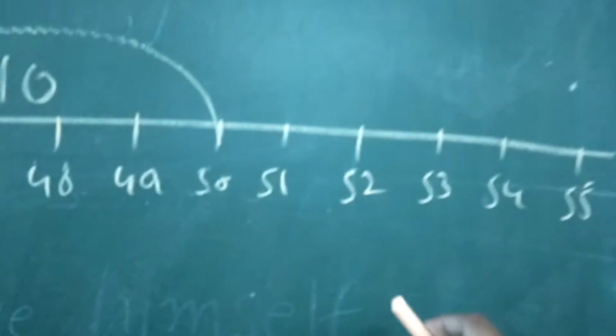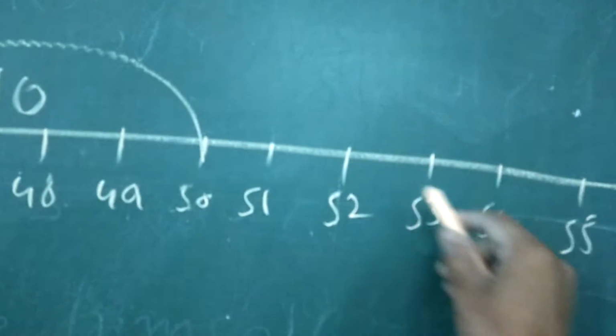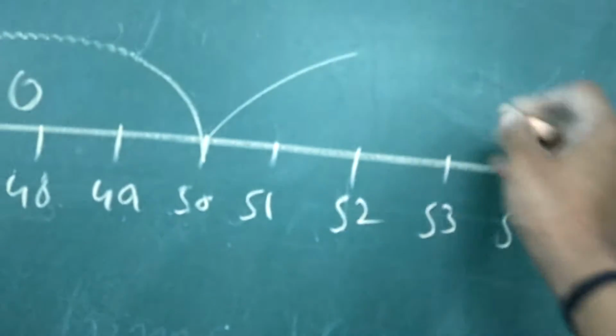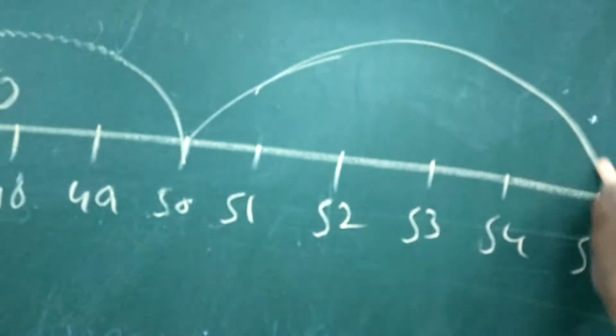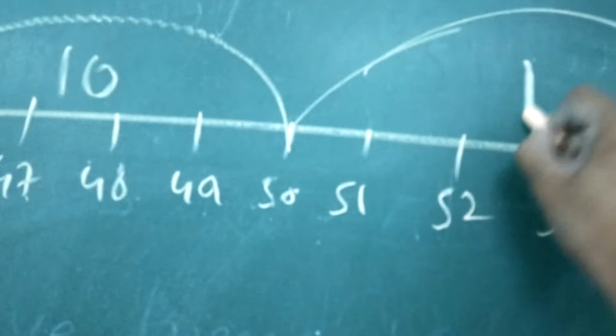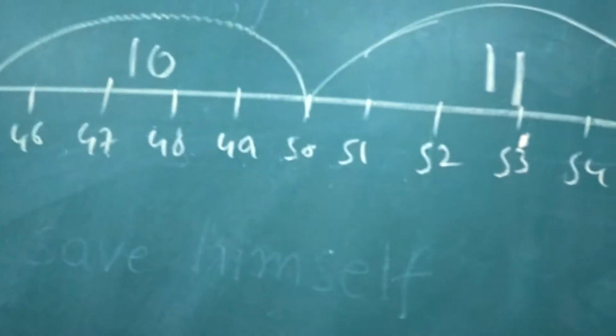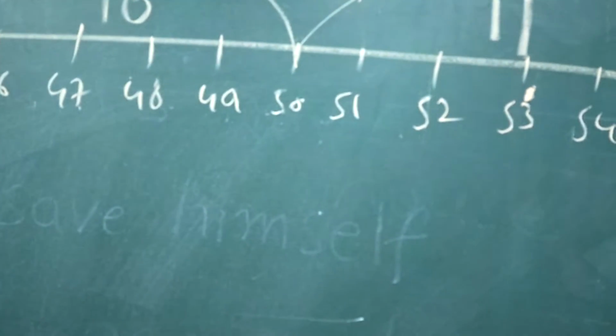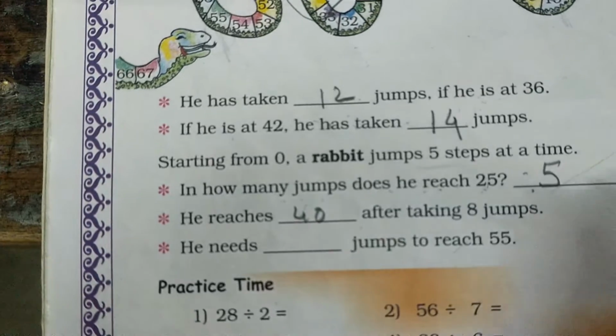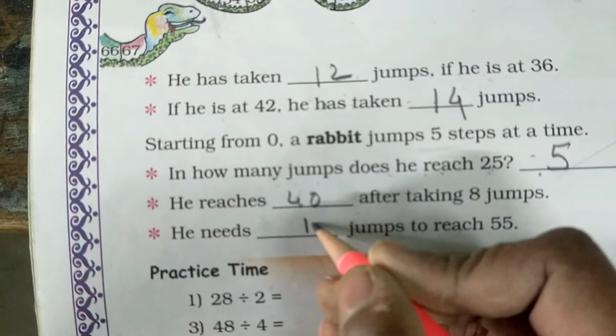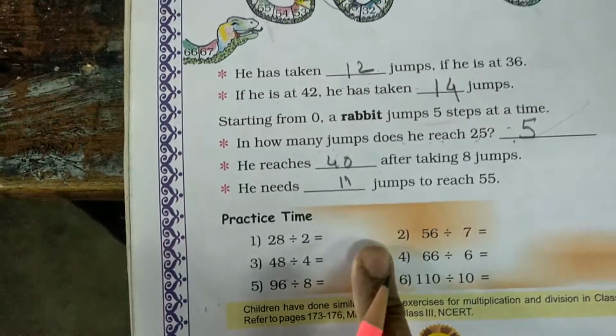And again from 50 to 55 it is again 1 up to 55. So it is number 11. So how many jumps needed? 11 jumps needed to reach up to 55. So here we will write 11 jumps. Right? These things we have already done.